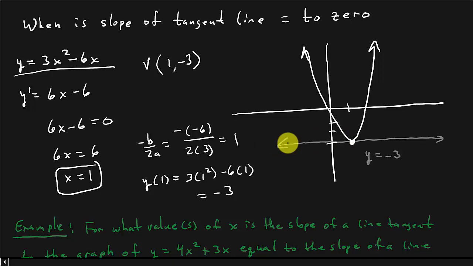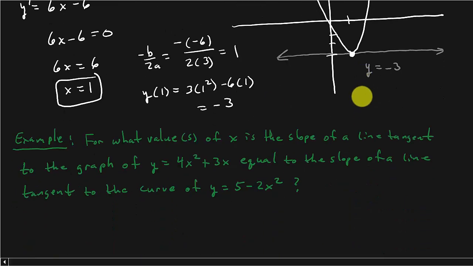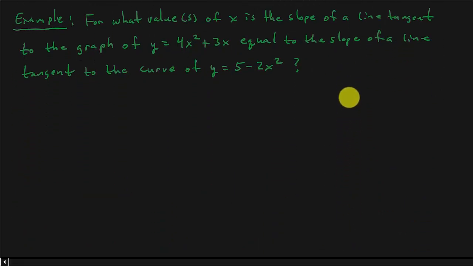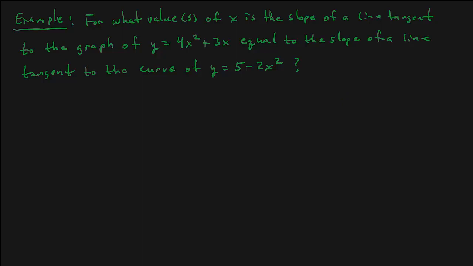Okay, all right, let's move down here to the next problem. I think we've got 2 more to work. Keep watching the video, don't turn it off. So for what value or values of x is the slope of a line tangent to the graph of y equals 4x squared plus 3x equal to the slope of a line tangent to the curve of y equals 5 minus 2x squared?